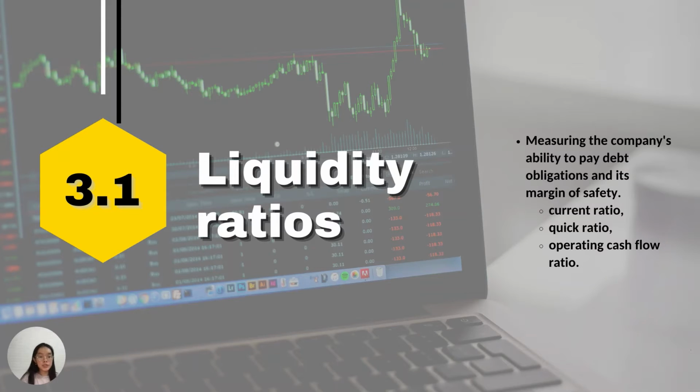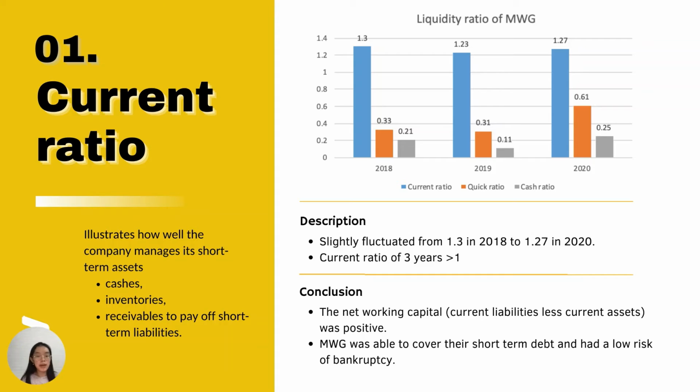We come to the current ratio. The current ratio of MWG slightly fluctuated from 1.3 in 2018 to 1.27 in 2020, and the current ratio illustrates how well the company managed its short-term assets, including cash, inventories, and receivables to pay up the short-term liabilities. And for 3 years, the current ratio was always more than 1, which means that the net working capital was positive, and it showed that MWG was able to cover their short-term debt and had a low risk of bankruptcy.